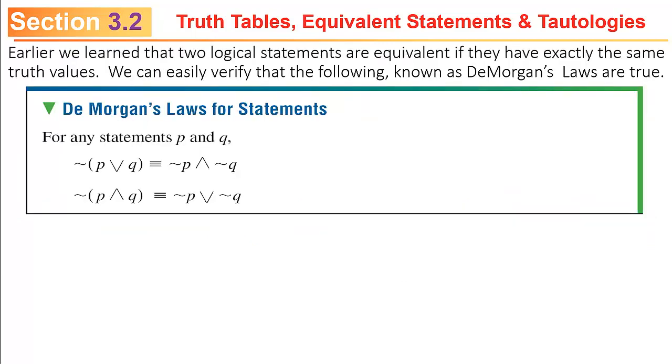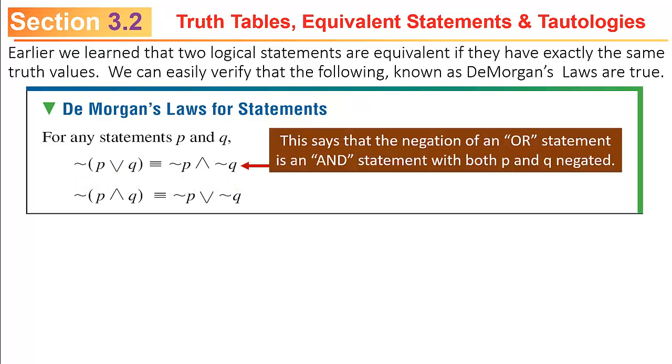And there are two of them. De Morgan's laws for statements says for any statement P and Q, the negation of P or Q is not P and not Q, and the negation of P and Q is not P or not Q. Now, it might look a little strange at first, but it's very easy to interpret this.